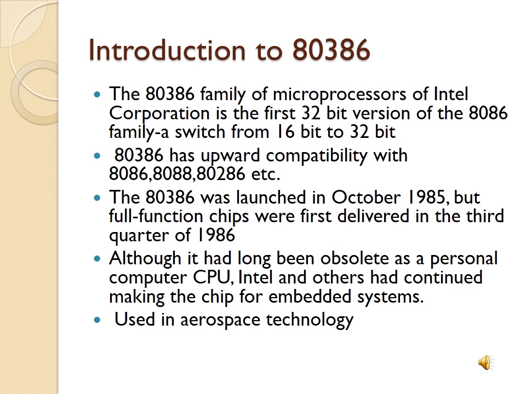An introduction of 80386. It is the first 32-bit version of 8086 family, that is, before this all microprocessors were of 16-bit. It has offered compatibility with 8086, 8088, 80286, etc. It was launched in October 1985, but full function chips were first delivered in the third quarter of 1986. It was not used in personal computers so long, but Intel and others had continued making the chip for embedded systems. It was used in aerospace technology.